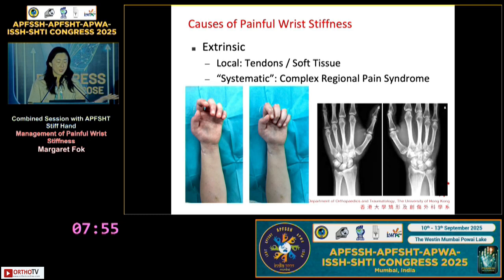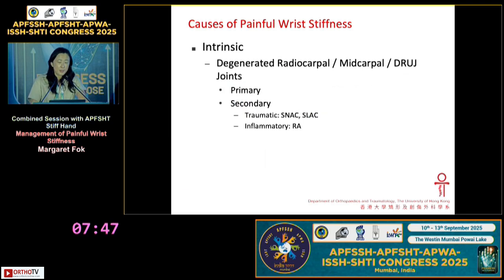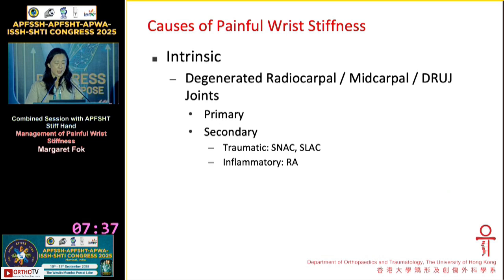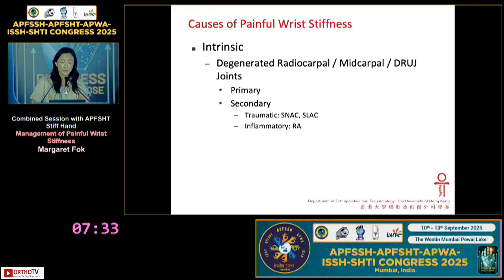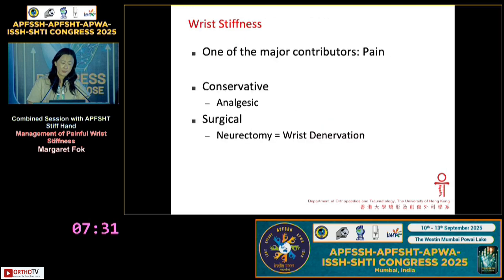And so there are extrinsic factors in terms of tendon, soft tissues, injuries, or even systemic, which is complex regional pain syndrome. But there's also intrinsic, in terms of when you have a degenerated radiocarpal joint, the midcarpal joint, the LUJ joints, which can be primary or secondary, like traumatic, like SNAC wrist, SLAC wrist, or even inflammatory wrist arthritis, of which I'm going to mainly concentrate on this.